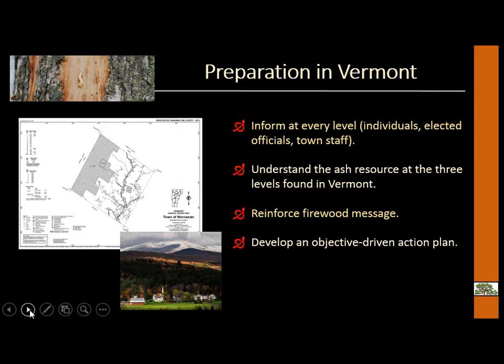Understand the ash resource at the three levels found in Vermont. The town of Worcester, for example, in the village, has a very low number of ash trees. Actually, the last time I was there, I couldn't find any. The rural roads certainly have ash, and the town forest certainly has ash. So understanding the ash resource at the three levels found in your community is very important, not only the number, but sizes and volume.